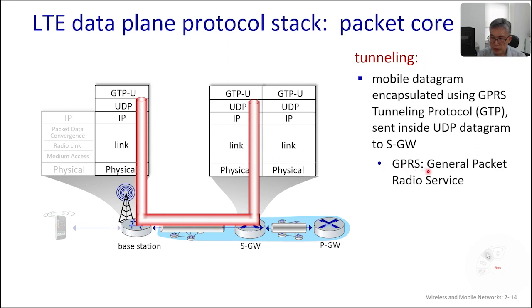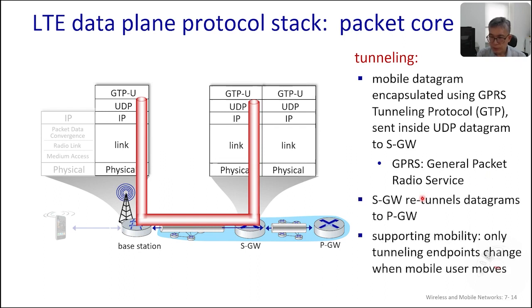GTP stands for GPRS Tunneling Protocol. GPRS originally is General Packet Radio Service for 2.5G, the 2.5 generation network. The S-gateway tunnels the datagram to the P-gateway like this. And in supporting mobility, only the tunneling endpoint changes when a mobile user moves.